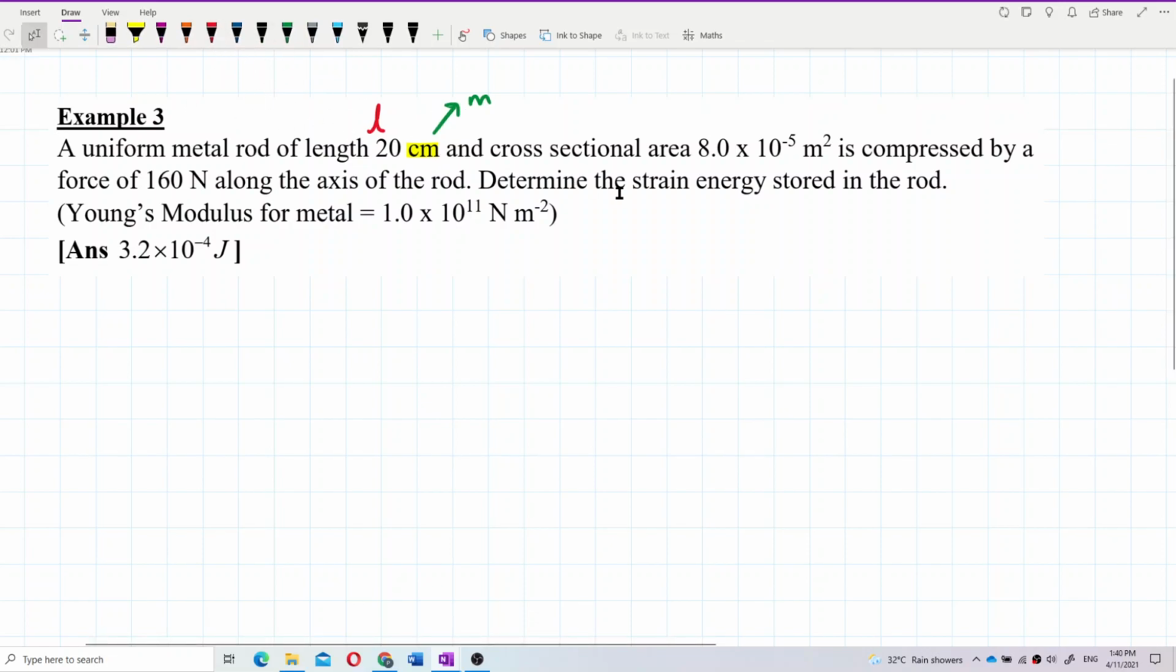And then look for keyword information given: you have length and then cross-sectional area. It's being compressed by a force of 160 newton, so this one should be the force in the rod. We want to find the strain energy stored in the rod. Given the Young's modulus here. So, what can we do for this?